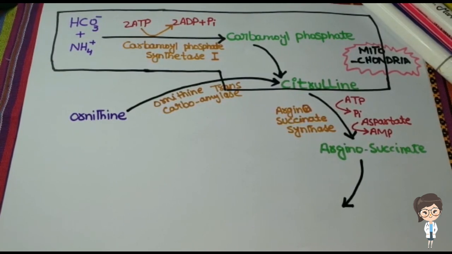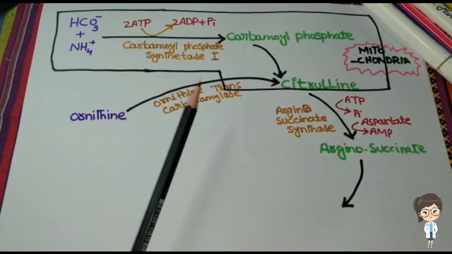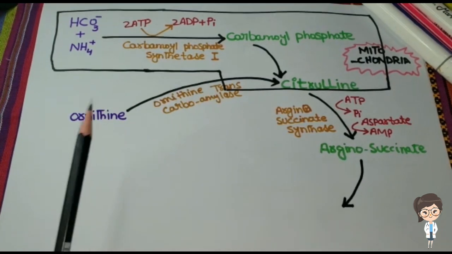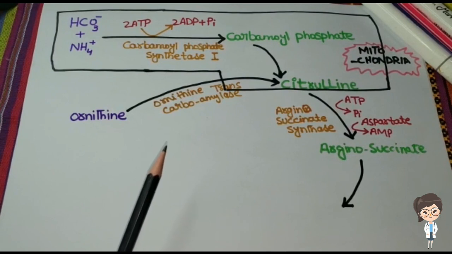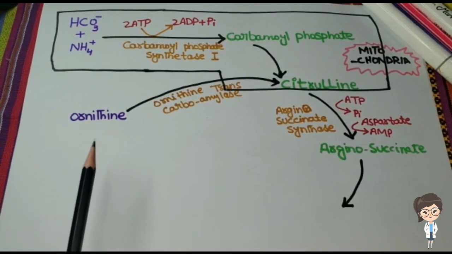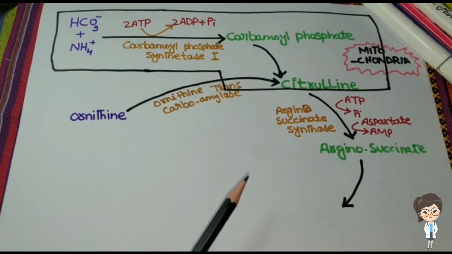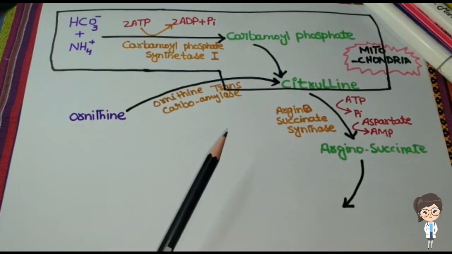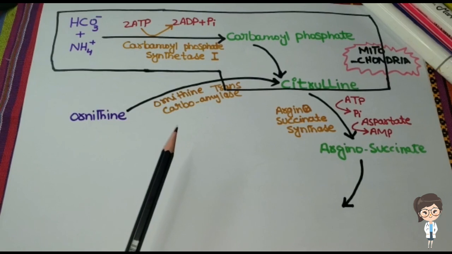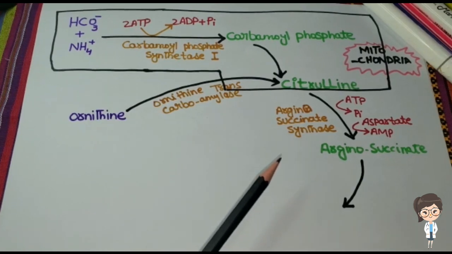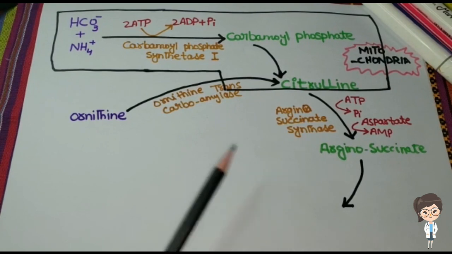This reaction happens in the mitochondria, and ornithine is present in our cytoplasm. This ornithine combines with citrulline to form arginosuccinate. Make sure that only carbamyl phosphate and citrulline are present in the mitochondria, while all the remaining process happens in the cytoplasm. The combination of ornithine and citrulline to form arginosuccinate requires an ATP molecule, and the enzyme for ornithine to citrulline is ornithine transcarbamylase, while the conversion of citrulline into arginosuccinate is by arginosuccinate synthase.